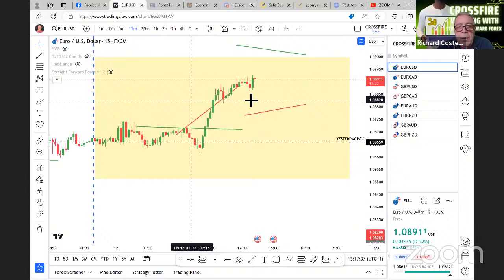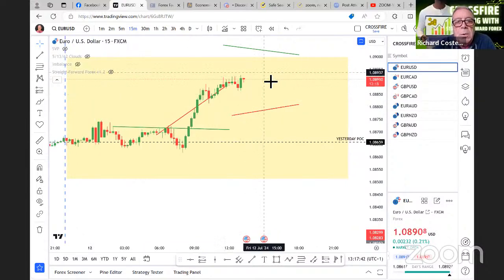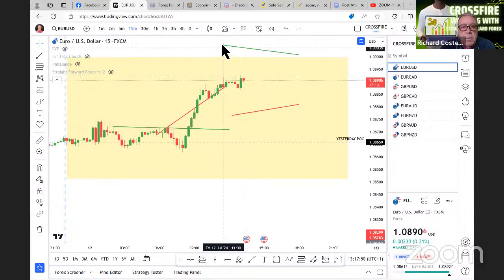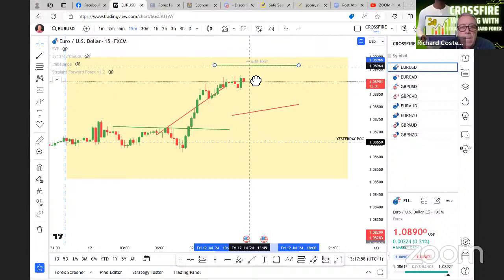And I'm looking at this candle here, which is the 1 o'clock candle. And when I look at the top of the wick on that candle, I can see that that was the highest point price has been all day today. So I need to bring this trend line down. You can make it horizontal and then just drag it down so that it touches the top of the 1 o'clock wick.